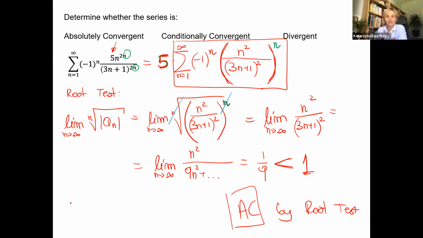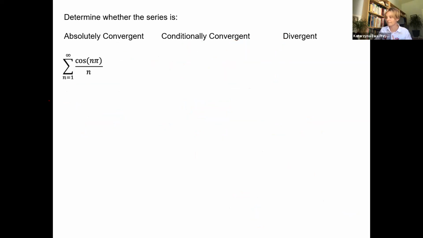Okay, 1/9, and yeah, this is absolutely convergent. And times 5, we will have a finite sum. Okay, but definitely root test. You figured out the test correctly. That was my point. Okay, another one.